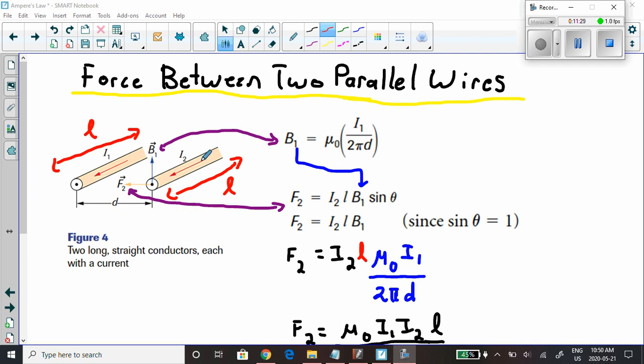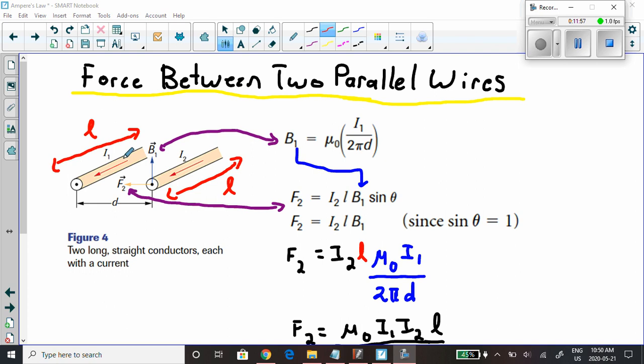But here's the situation. You've got this wire right here, and this wire right here is L meters long, and it's got a current in it called I2. And a distance D from this wire with current I2 in it is another wire. This other wire has a current I1 going through it. It is also of length L.